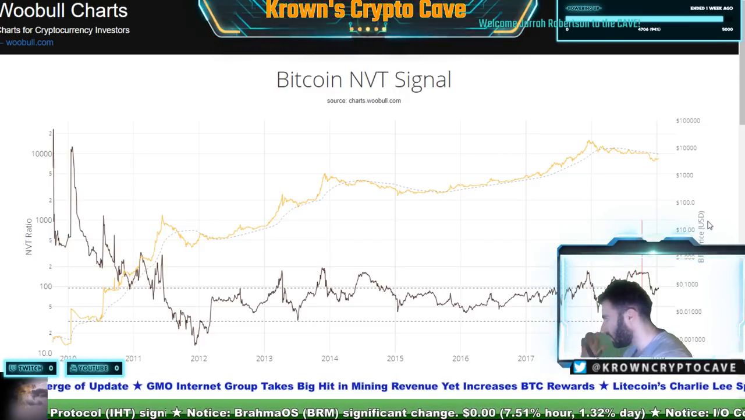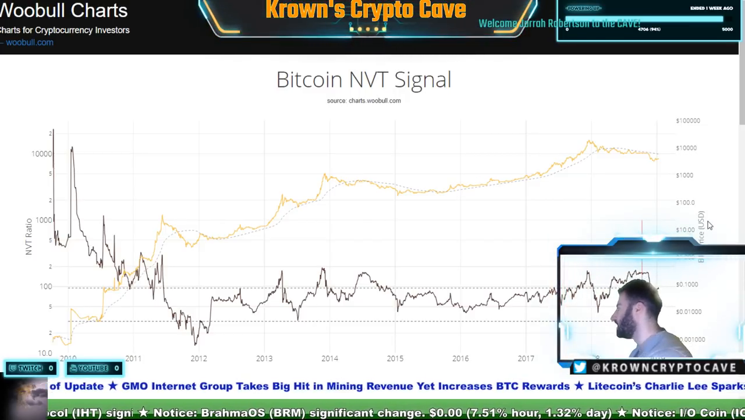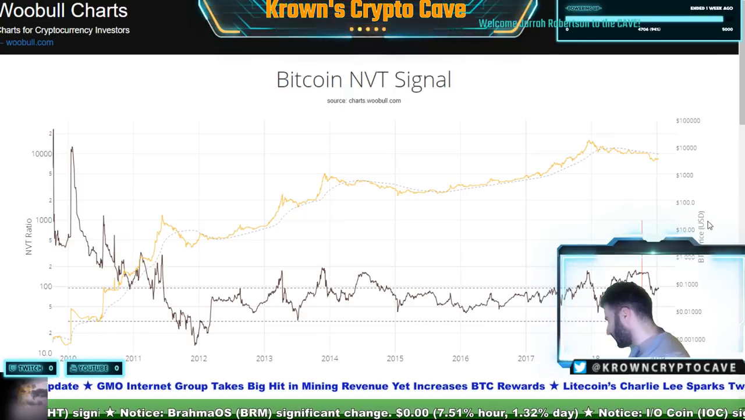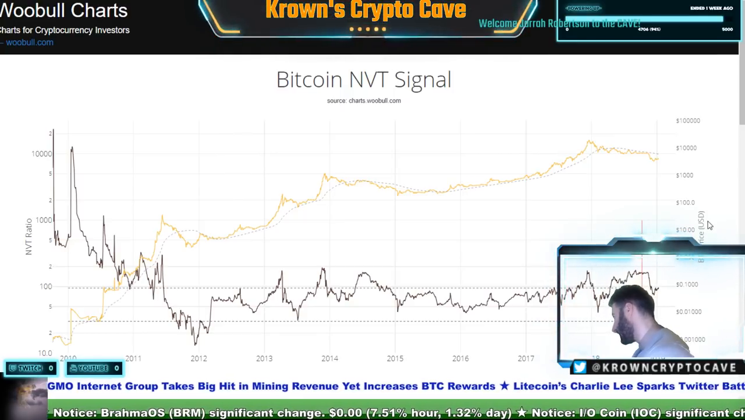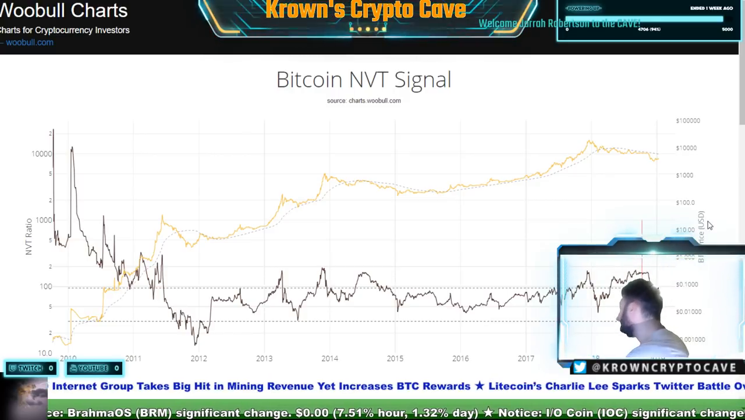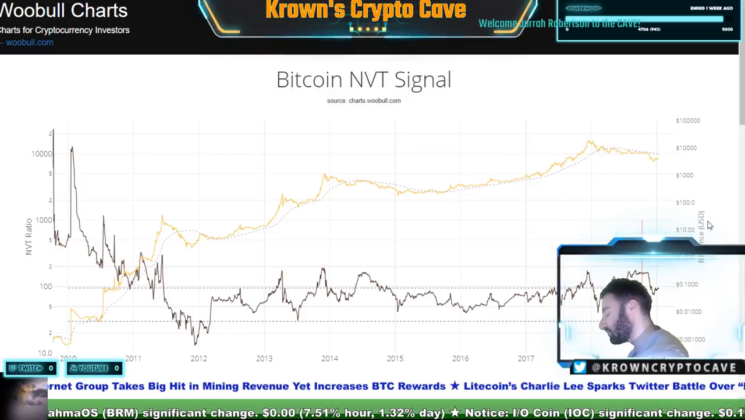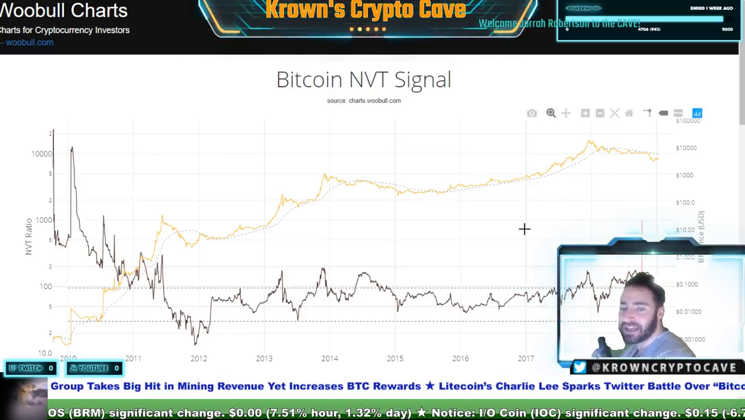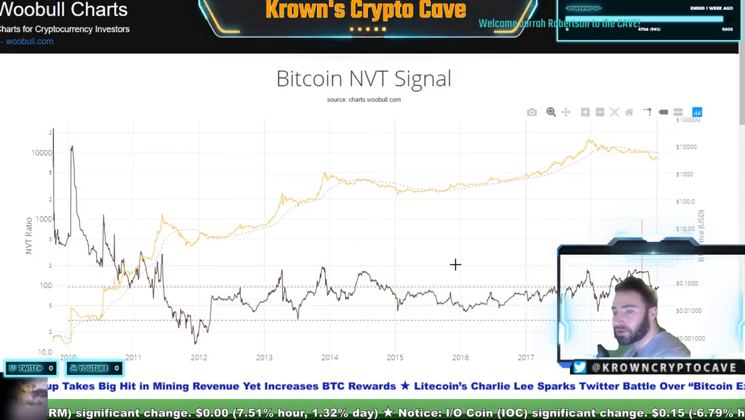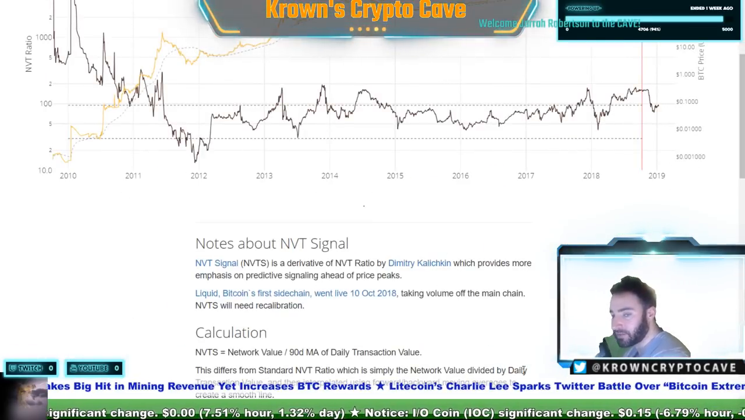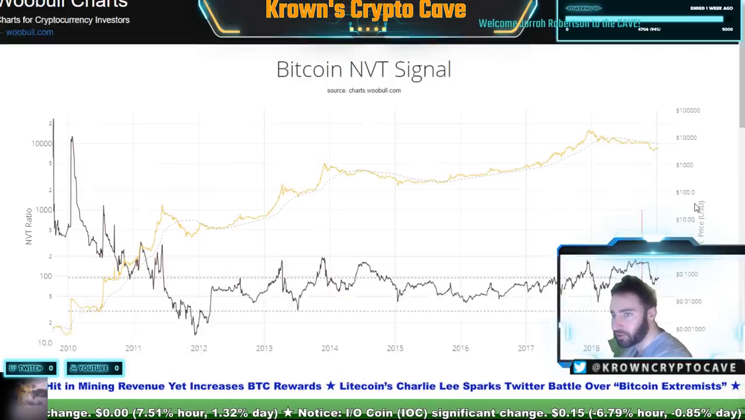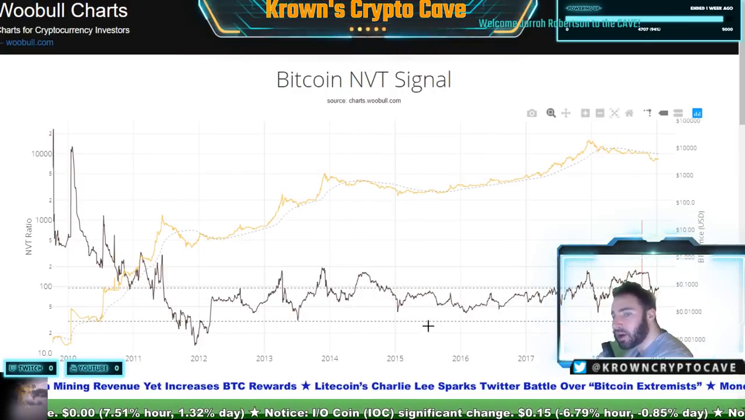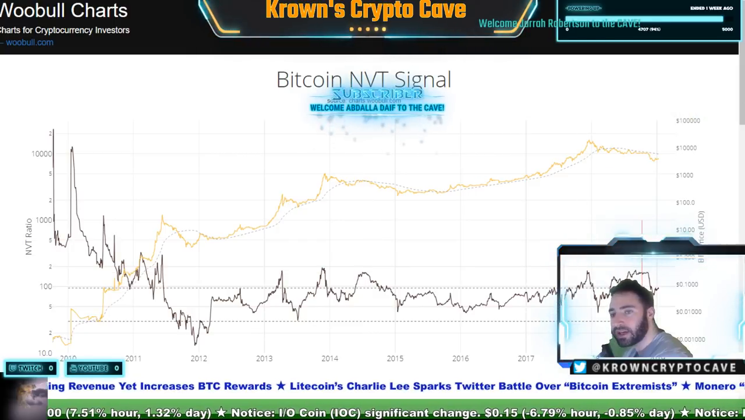Just again, another confluent factor suggesting that market cycles have brotherly characteristics. They're not identical twins. You can't do a fractal thing and say, oh, we went up here, so we're definitely going to go up here. No, that's very misleading as well. I don't want to get into that. But the MVT signal, which is divorced from those sorts of things, is just the network value divided by the daily transaction value, and then interpolated using a forward-back moving average to create a smooth line, blah blah blah. Anyways, this oscillator right over here has a very similar reading to what we're seeing right now.